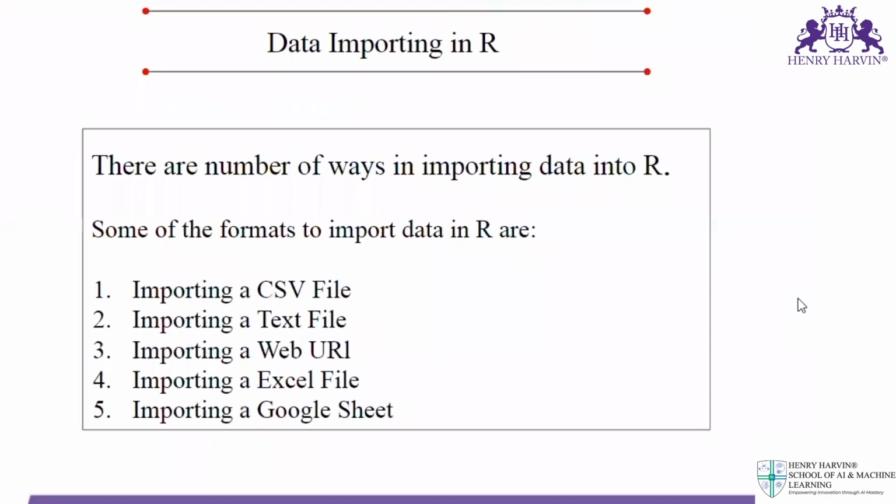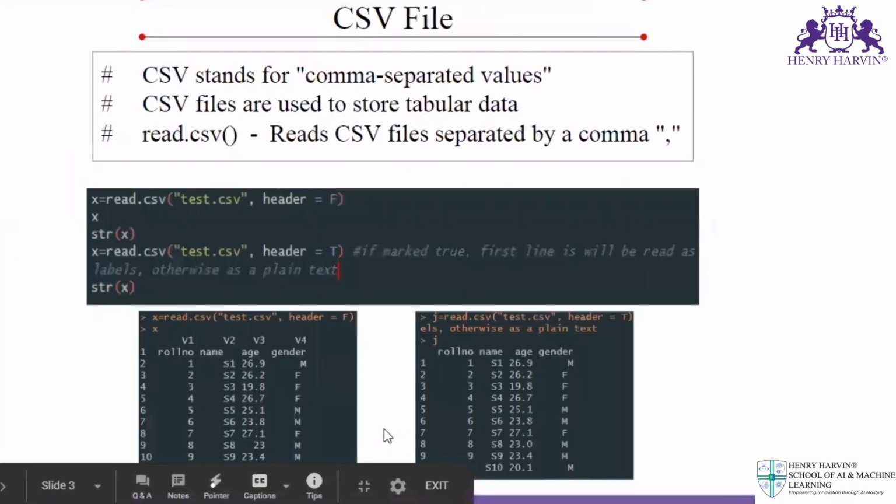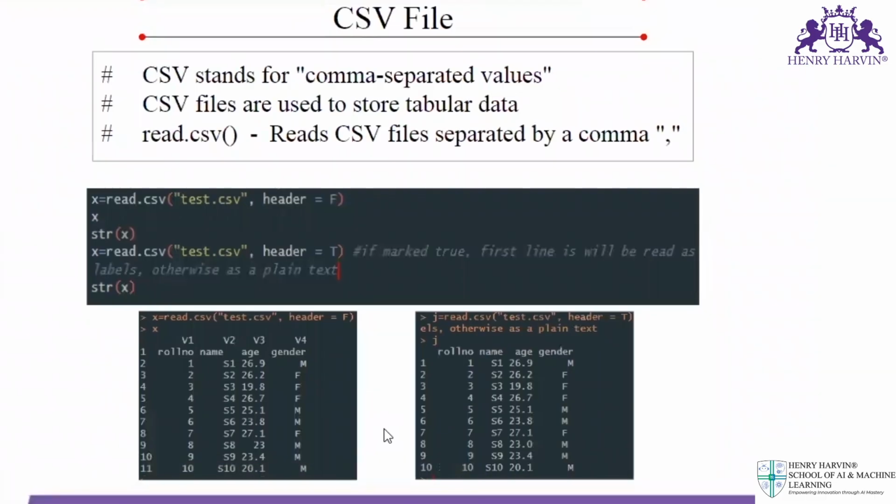Data in R. There are a number of ways for importing the data into R. Some of the formats we can use are through a CSV file, through a text file, through a web URL, an Excel sheet or a Google sheet. So let's start importing data in R.